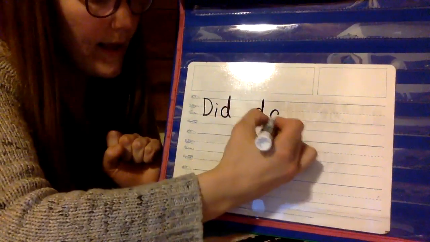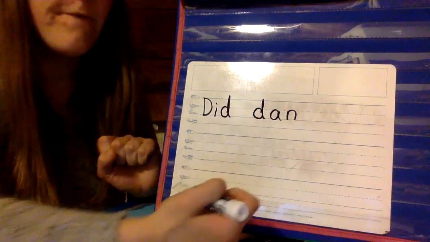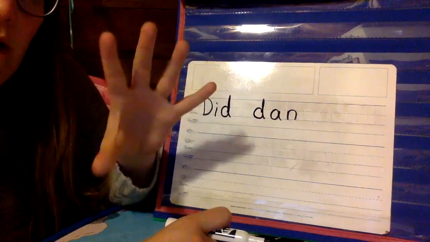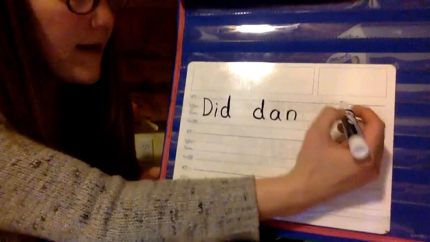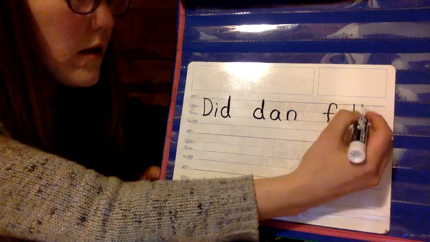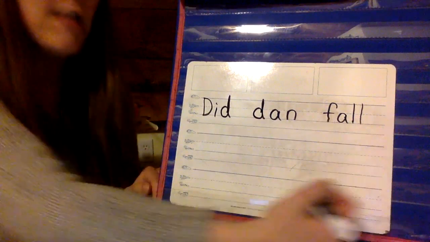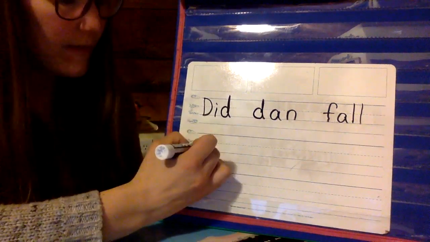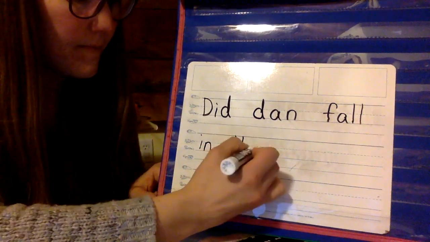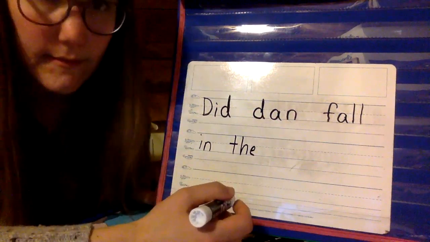D. And. Did Dan fall? I'm going to tap out fall too. All. Fall. Let's write it. Did Dan fall in? I know how to spell in. I-N. The. I know how to spell the. T-H-E. Did Dan fall in the pig pen?